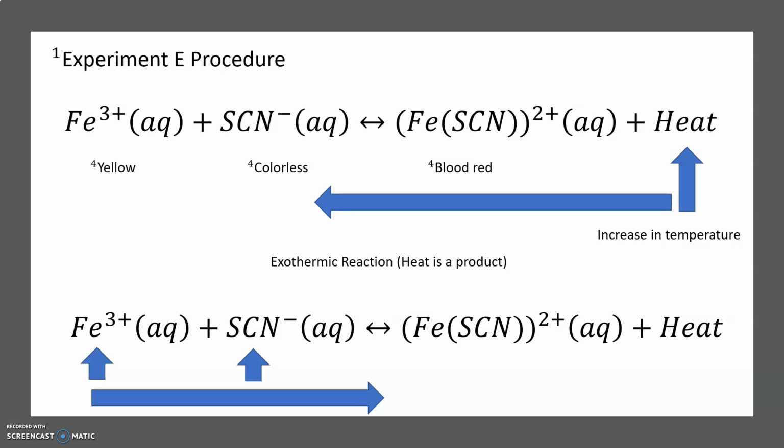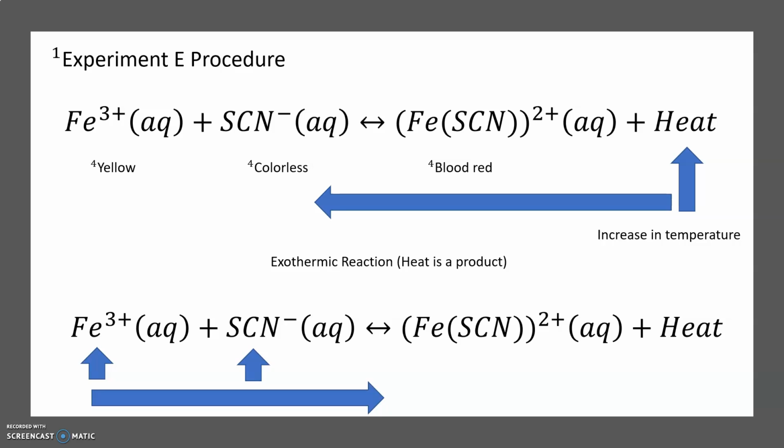The equation on the screen represents the equilibrium equation for Experiment E. In Experiment E, Fe3+ had a yellow color, SCN- was colorless, and FeSCN2+ had a red blood color. When Fe(NO3)3 and KSCN were mixed, the result was an orangish red.